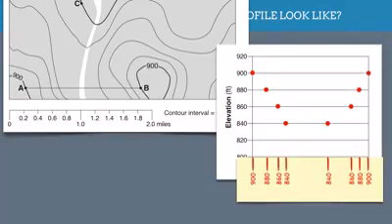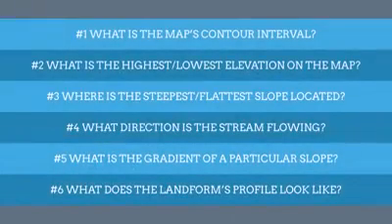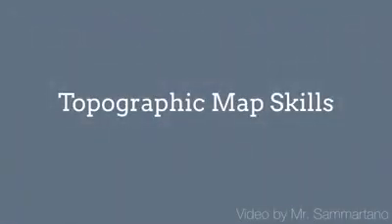And now all I need to do is connect these dots with a smooth curving line, and I've done it. This is a profile view of that valley. That white stream there would be flowing down at the bottom of this valley. And so that's some basic topographic map analysis. Thanks for watching.